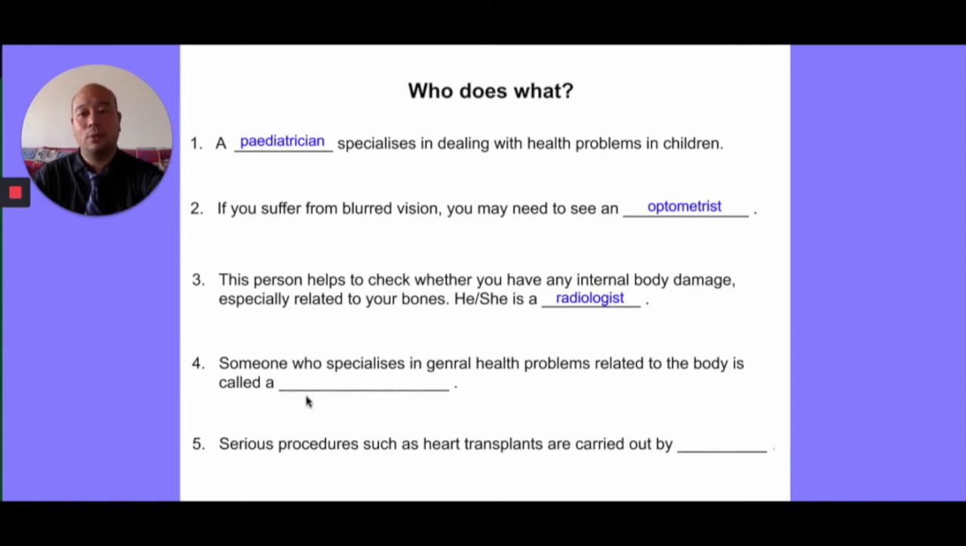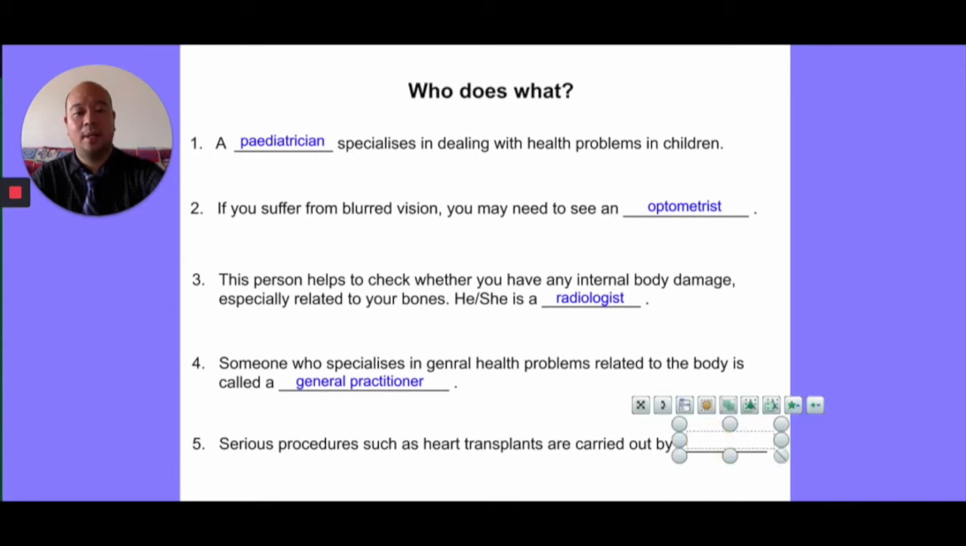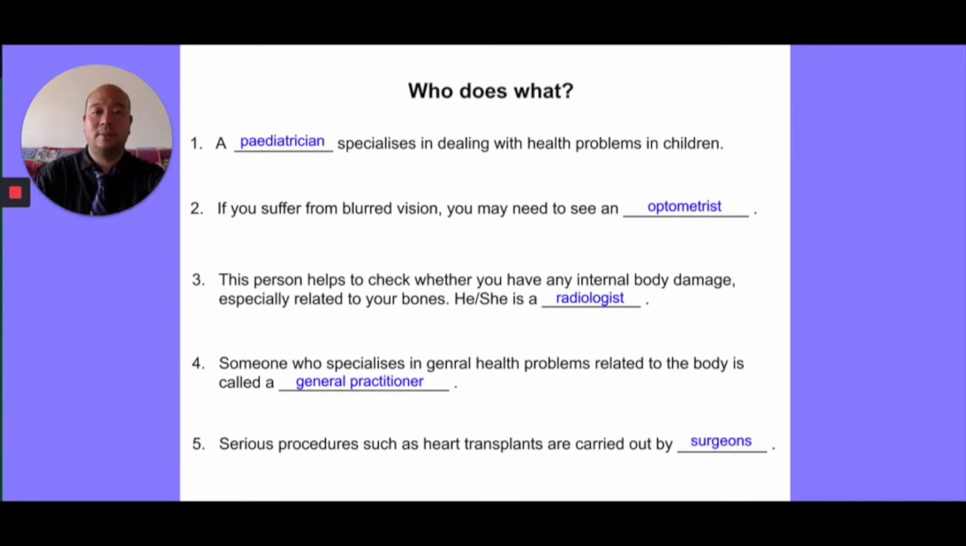The next one, number 4, somebody who specializes in general health problems related to the body is called a general practitioner. And the last one, serious procedures such as heart transplants are carried out by surgeons. Okay.